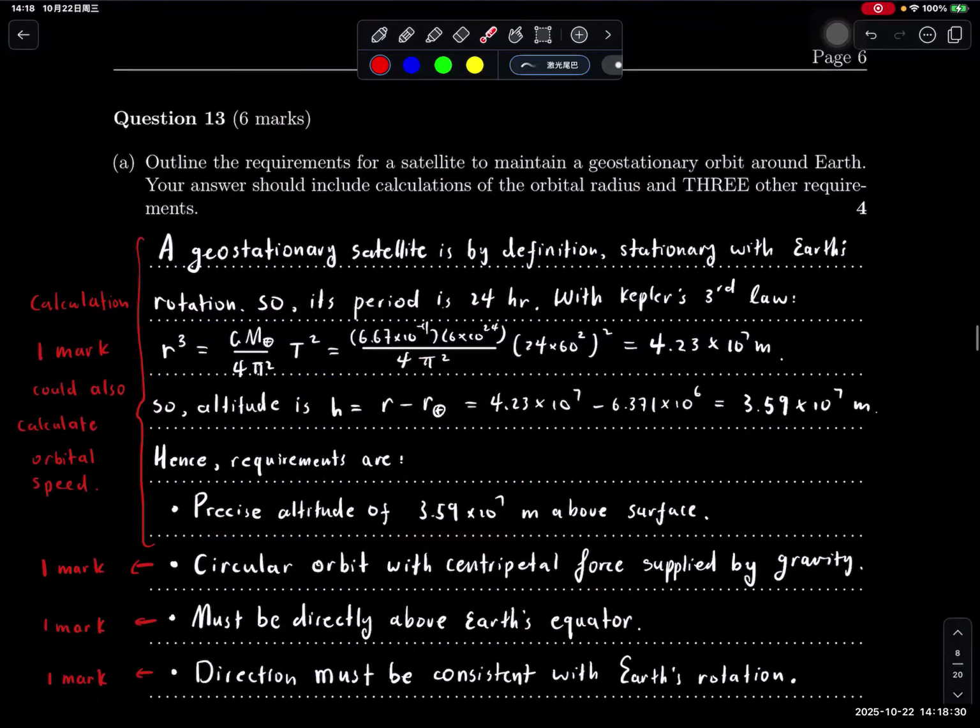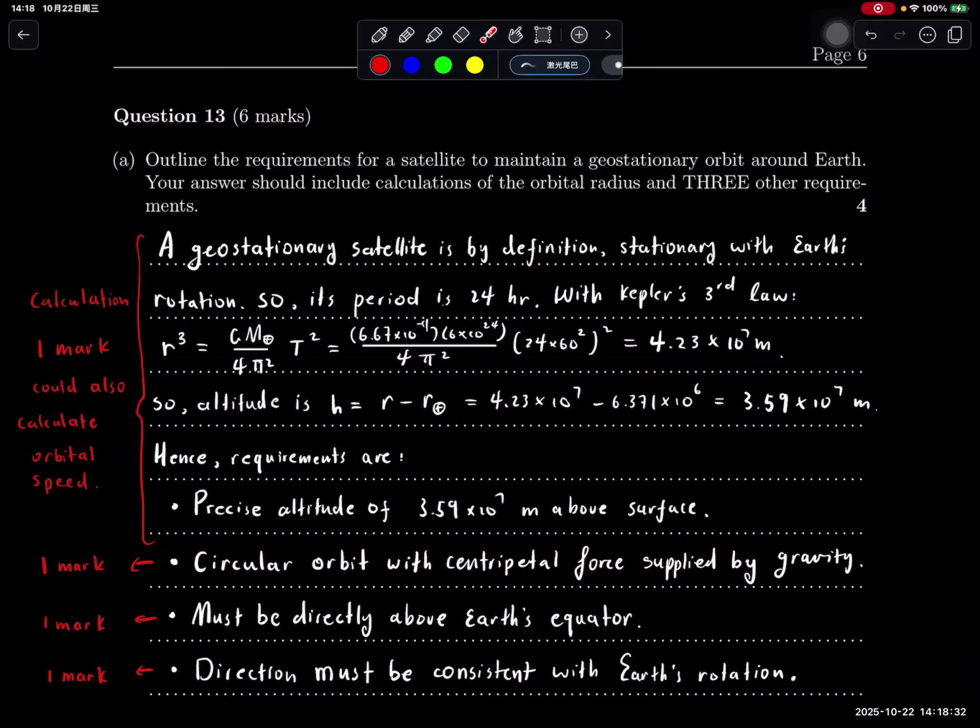Question 13. Outline the requirements for a satellite to maintain a geostationary orbit around Earth. Your answer should include calculations of the orbital radius and three other requirements. So, maintain a geostationary orbit around Earth. What I did is calculate the radius, because that's the radius you have to achieve, and there's also the altitude as well. I did it for the radius, but you can do something else. Any calculation, such as the speed that's required, is also a requirement.